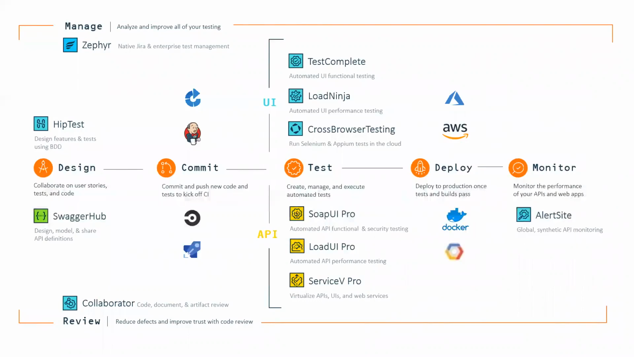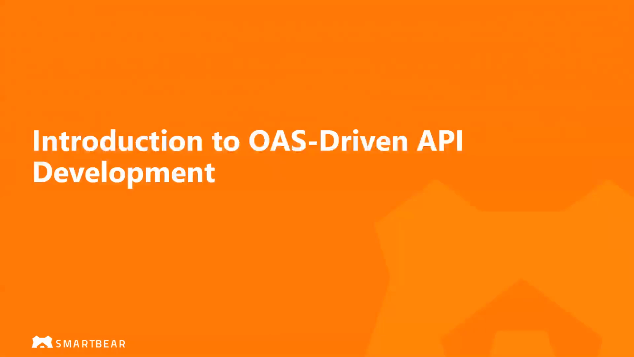Then we partner up in a deploy stage with the likes of Docker, AWS, Azure, and many, many more different vendors to help you deploy to production once the tests and the builds have passed through. And then from a monitor perspective, we have our AlertSite tool. This allows you to do global synthetic API monitoring for your APIs and web-based applications. So, a quick intro into OpenAPI specification driven API development.